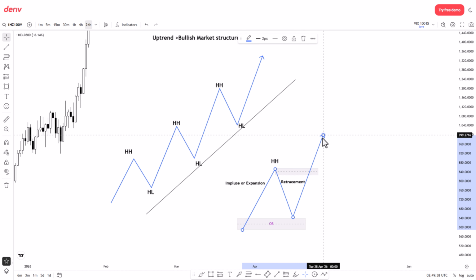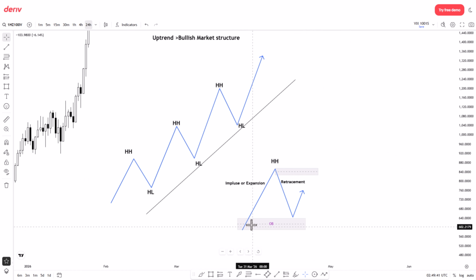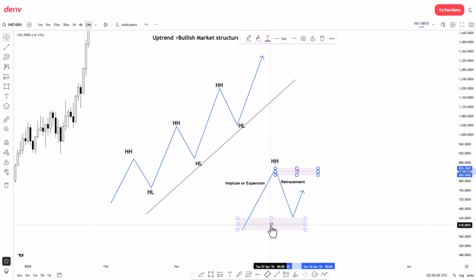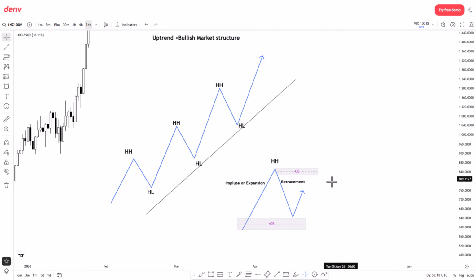So now, let's say for example, price is here. We see that price created this higher high and then started retracing to our order block. As soon as price started retracing to our order block, price leaves us with another bearish order block. Now here we have a bullish order block. If price should retrace, we want to see price being held at this order block. So that means the order block should hold this price.